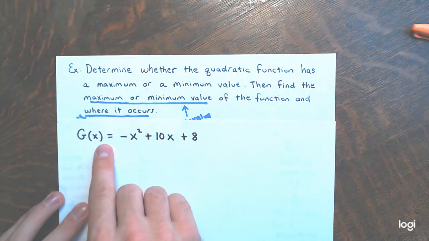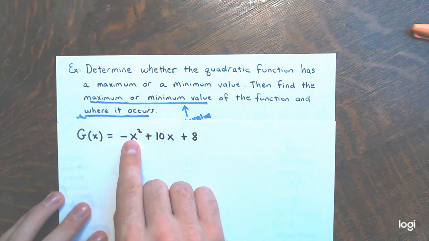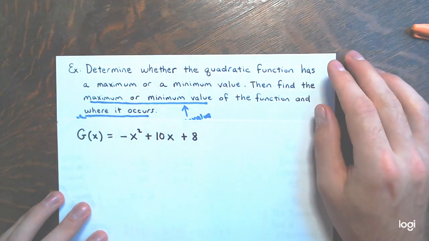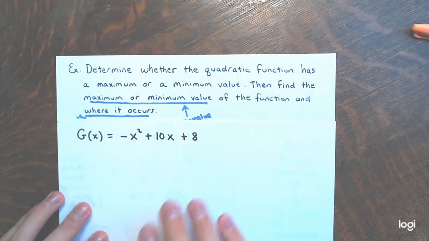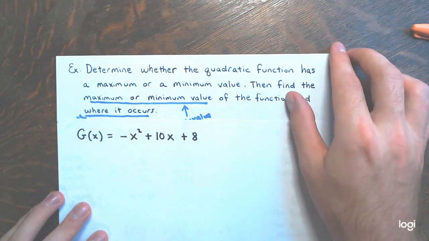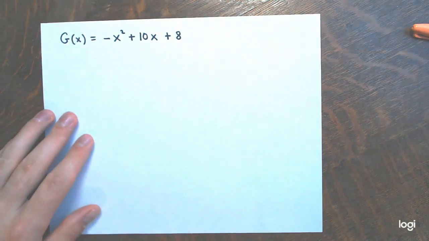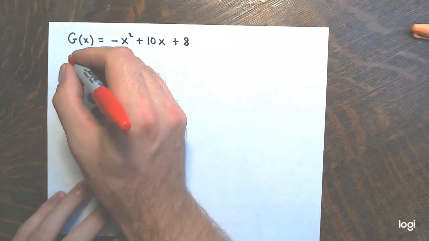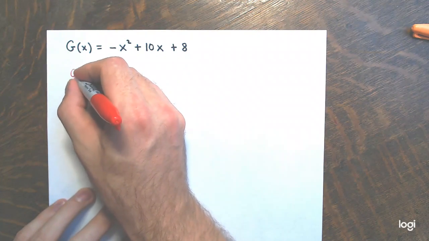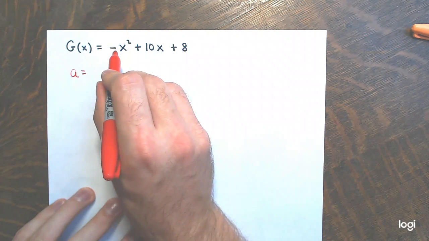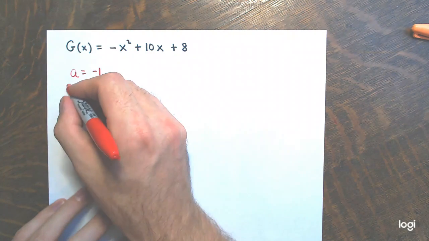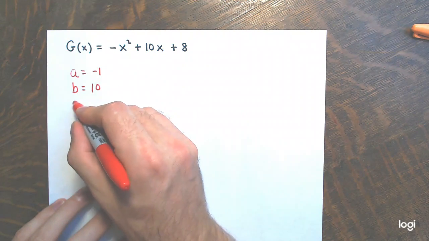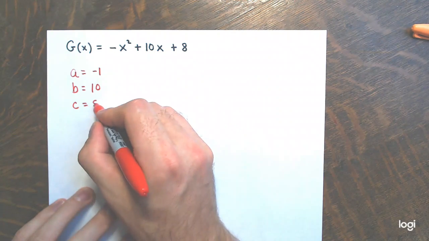So g of x equals negative 1 times x squared plus 10 times x plus 8. It's in that form I like, the ax squared plus bx plus c form. Let me get rid of the instructions here. We'll just work through it, and off to the side again, I'll do it underneath this time. The value of a, the coefficient of x squared, is negative 1. The value of b is positive 10. The value of c is positive 8.